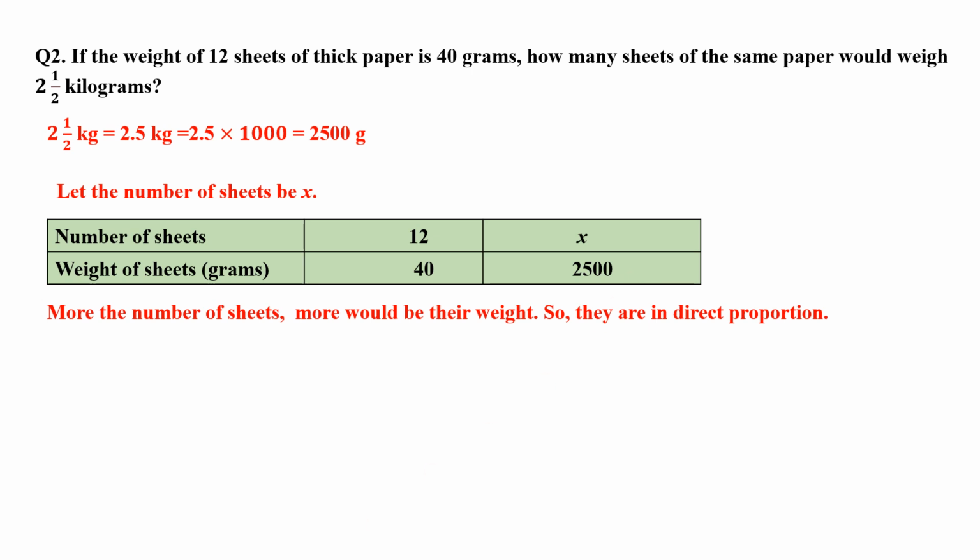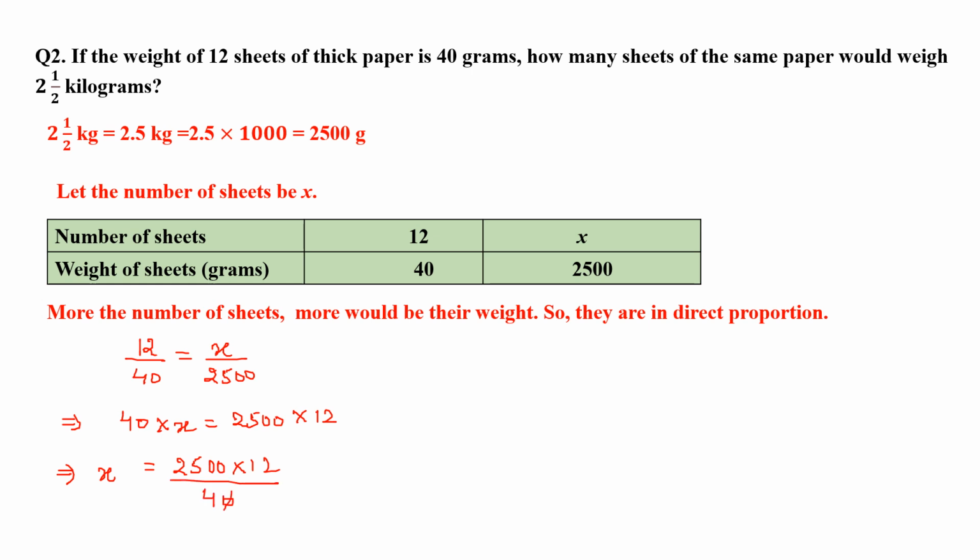So from here, I can write 12 by 40 is equal to x by 2500. And if I cross multiply it, I will get 40 into x is equal to 2500 into 12. Now I'm going to transpose 40 to the other side, so it will be 2500 into 12 divided by 40. So 0 I can reduce it. 4 times 3, and 240 into 3 will give me 750. So the number of sheets will be 750.